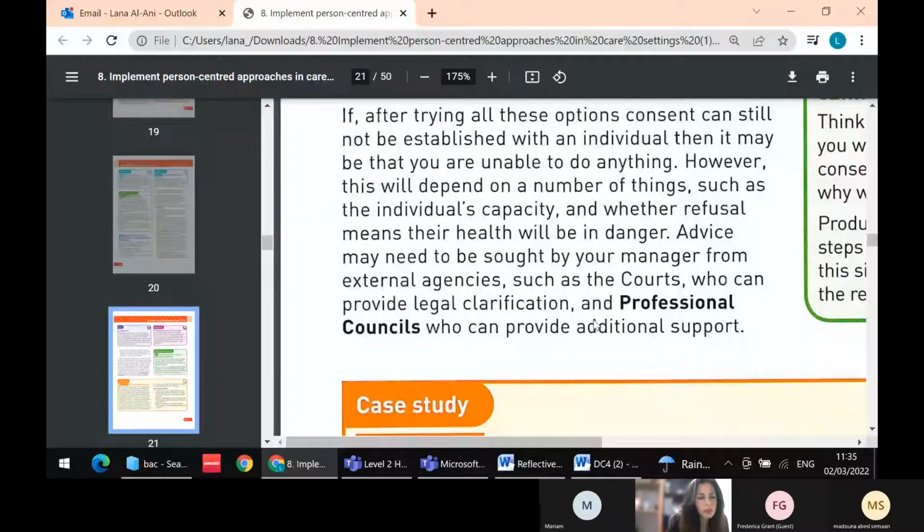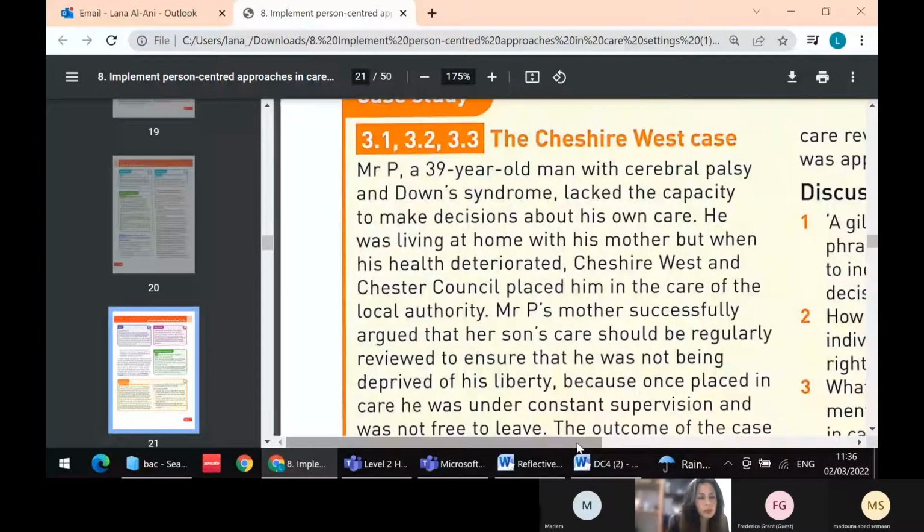So now if we answer the next question, let me check. Question 4.1. Describe how active participation benefits the individual. So what is active participation? Do we know?